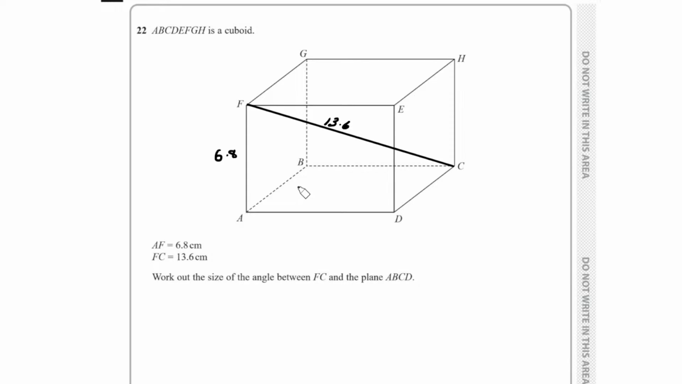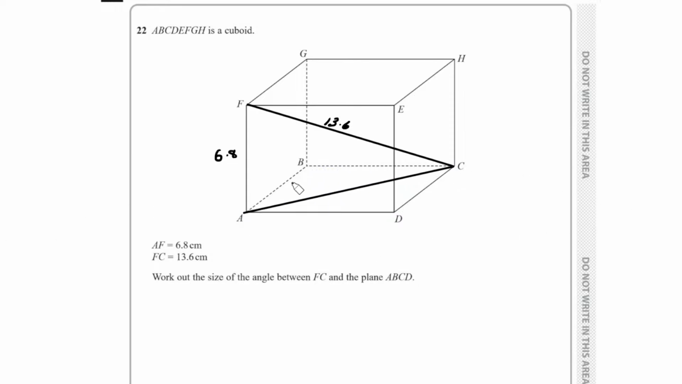Now, in this context, it makes sense to go from A to C, doesn't it? Because we've got the line FC. I know that there's a diagonal here, but that doesn't help us connect to FC, does it? So I'm not going to draw that one. Draw a line diagonally through the plane that they've referenced.